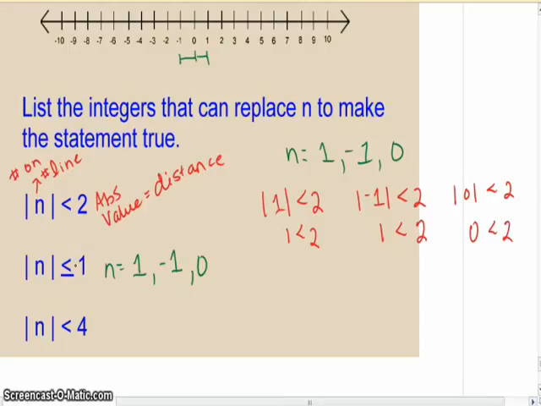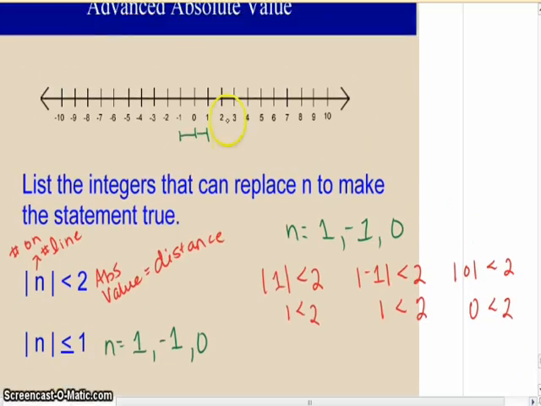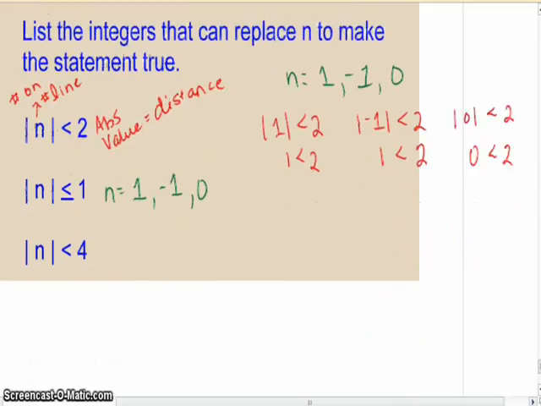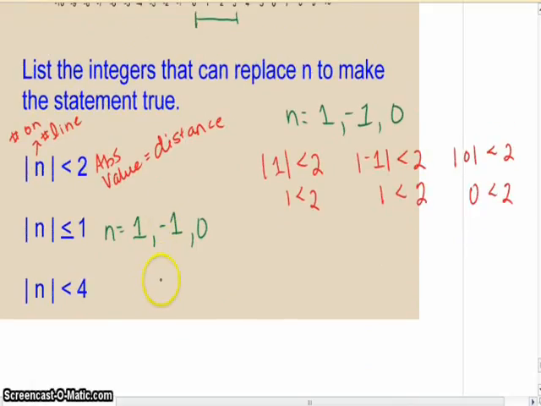And then the last problem we have the absolute value of n is less than 4. So in this problem, if it's less than 4, here's 4, so it has to be less than that. So we're going to have a distance that is 3 or less. So we have to think of all numbers that will give us a distance of 3 or less. So we're going to have 3 and its opposite, 2 and its opposite, 1 and its opposite. And don't forget 0. So n could be any of these. Any of these would make this a true statement. Take a second and check that and make sure it makes sense to you.